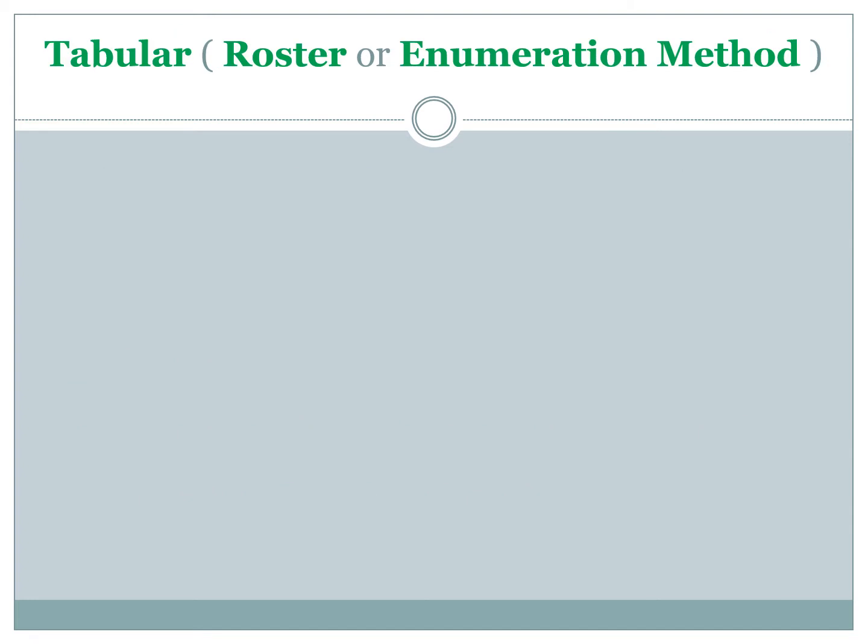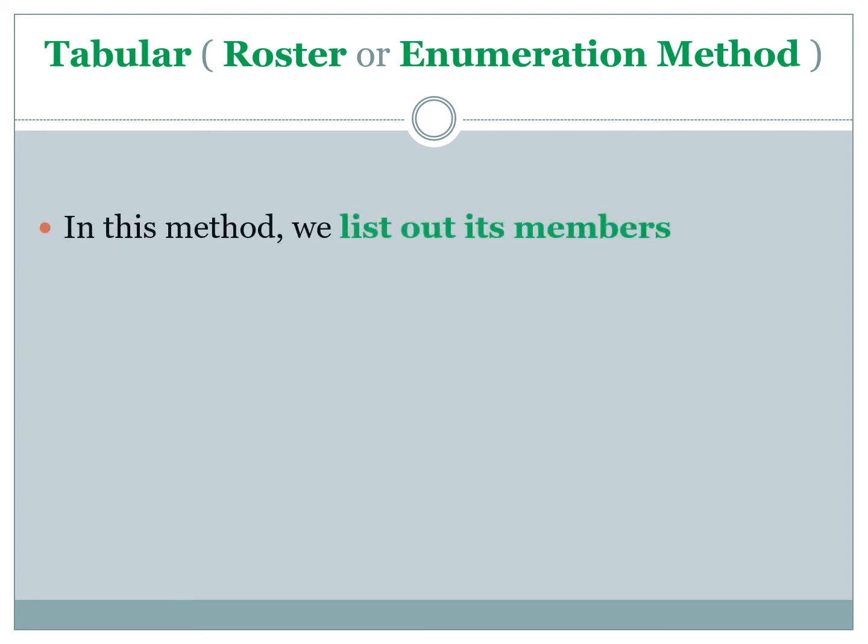The next method of representing a set is the tabular method, or roster method, or enumeration method. In this method, we list out its members. For example, A equal to the set {1, 2, 3, 4}. That is, the elements of the set A are natural numbers which are less than or equal to 4. The difference is that we list out its members.